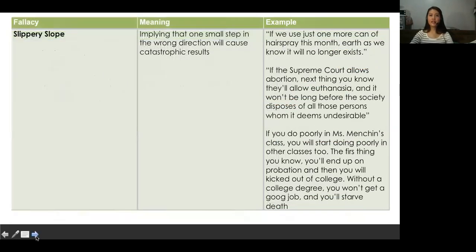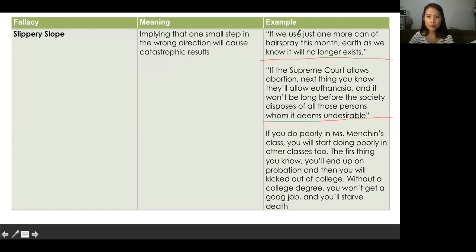Next is slippery slope. Ito, madalas na nagagawa ng ating mga nanay. Implying that one small step in the wrong direction will cause catastrophic result. So we have a lot of examples here na I'm sure makaka-relate kayo. If we use one more can of hairspray this month, as we know, it will no longer exist. If Supreme Court allows abortion, next thing you know, they allow euthanasia, and it won't be long before the society dispose all those persons whom it deem undesirable.